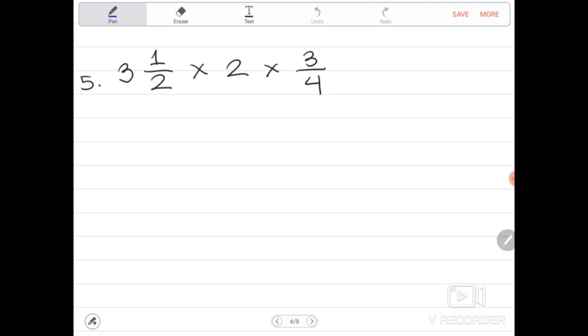number 5, 3 and 1/2 times 2 times 3/4, the same. Change the mixed fraction into improper, then the whole number, just put 1 as denominator, and then perform the indicated operation. Remember, the whole number, the denominator of it is 1. So let's try. What is the improper fraction of 3 and 1/2? That is 7 over 2.